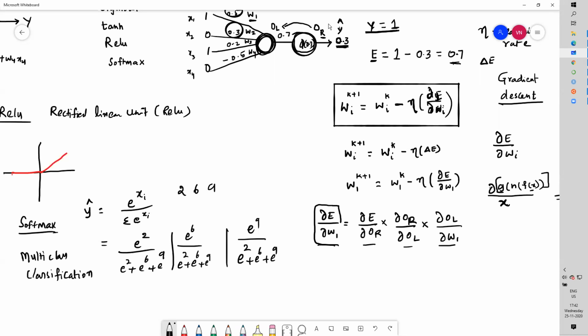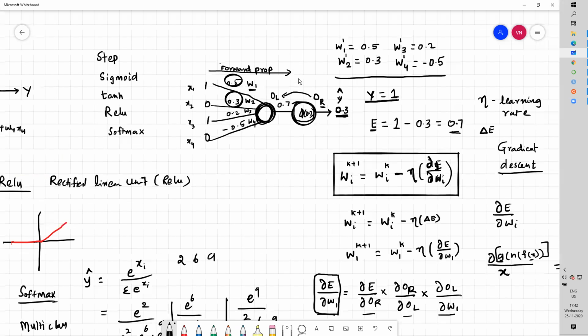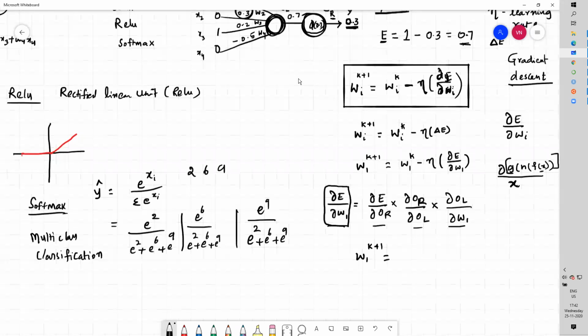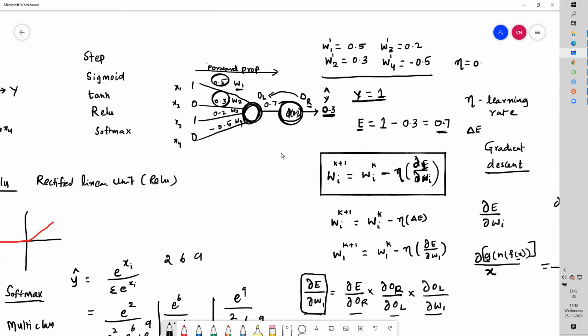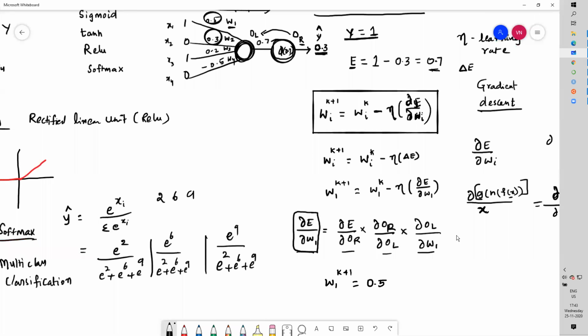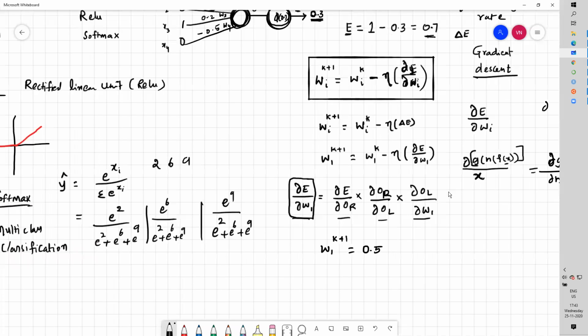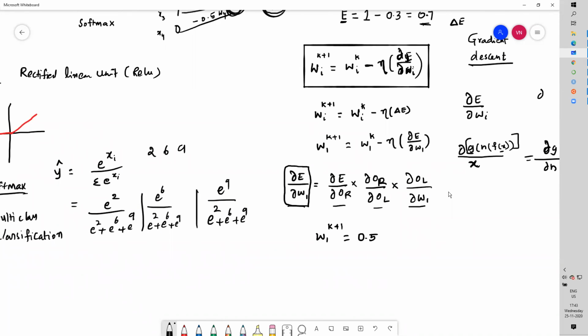Once we get this derivative, we go ahead and apply it to W1 at k plus 1. Let's say our W1. What was the value of W1 in the first iteration? 0.5. So this is 0.5. And the learning rate, I am taking my learning rate eta is equal to 0.1. That's my learning rate. And the learning rate is a parameter we have to choose the value of. So this is called a hyperparameter.